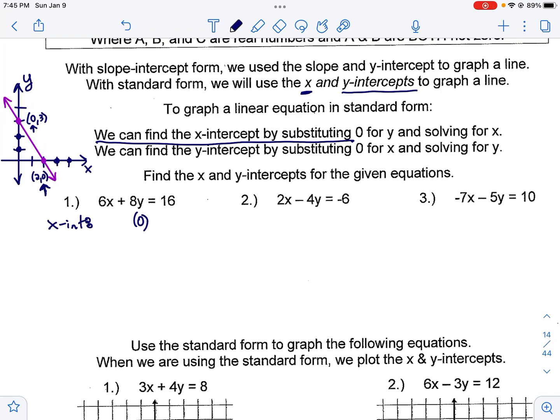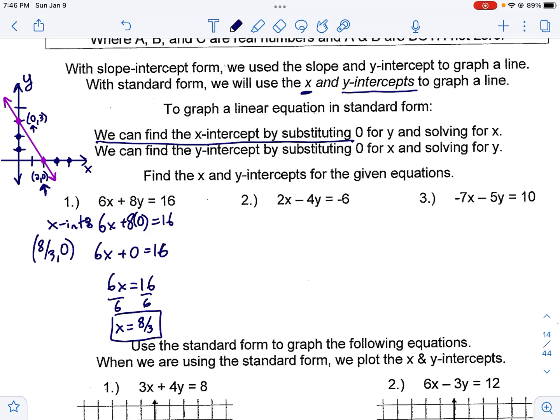Let's find the x-intercept. So then we'll have 6x plus 8 times 0 equals 16, and simplifying further, 6x plus 0 equals 16, and you'll notice that whatever is multiplied by 0 is always canceled out by the 0. So we're just left over with 6x equals 16. From there, we just divide by 6, and we end up with our x-intercept being, if we simplify this, 8 over 3, or 8/3. All right, so our x-intercept, to write it out, we can say is at 8/3, 0.